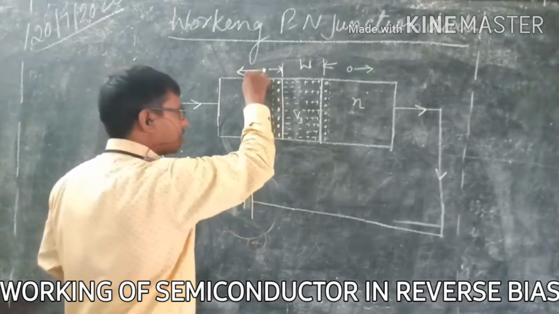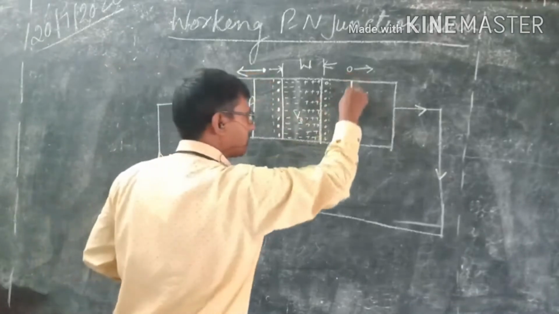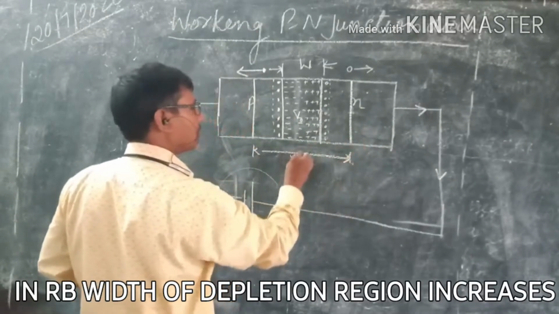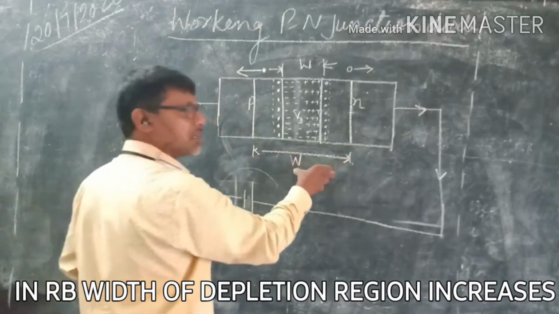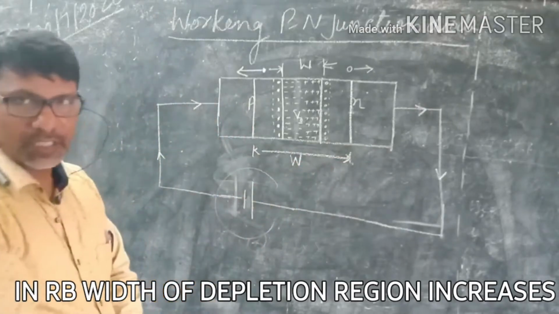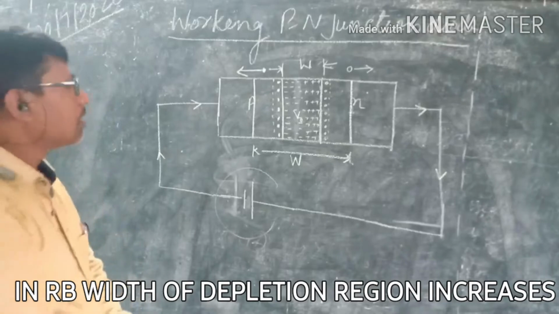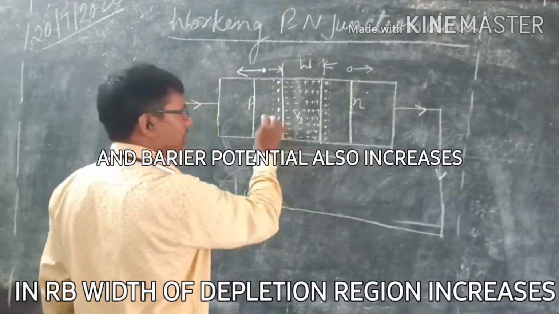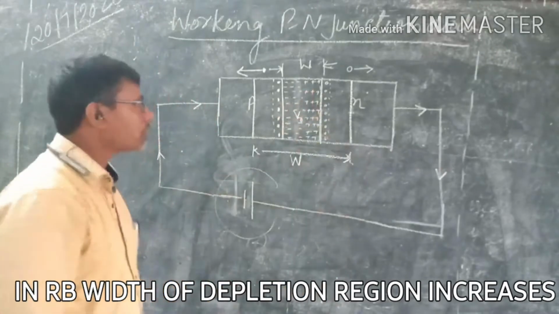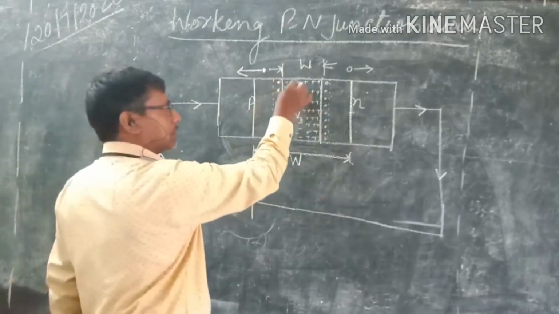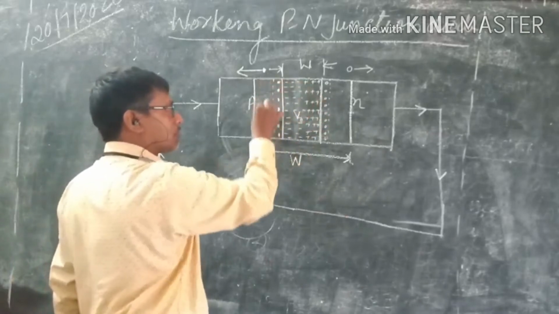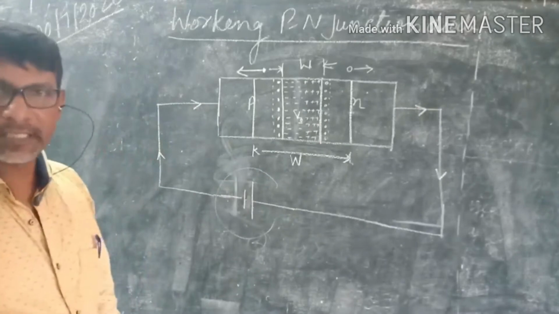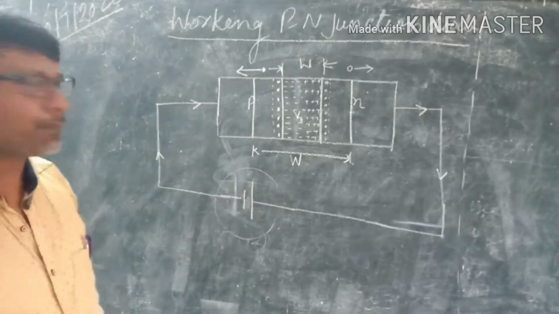This will result in an increase of the depletion barrier. This will increase the width of the depletion region. At the same time, as the width increases, the number of electrons and holes towards the P side and N side respectively will increase, increasing the potential barrier V0.